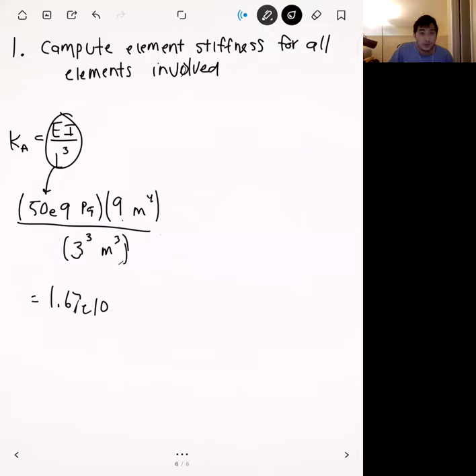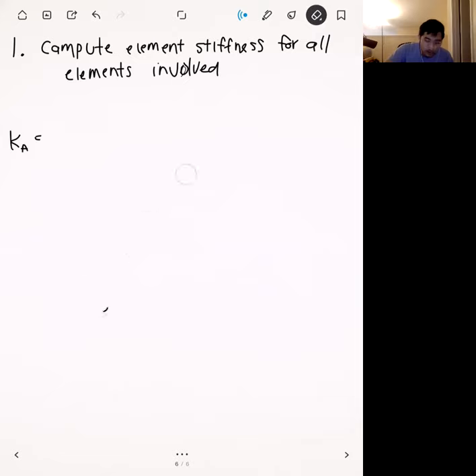All right. And so that's that guy. Okay. And so now that we have this value out in front, what we can do is we can just plug in for all the other values in the element stiffness matrix. So this will be 1.67E10. And then we're going to multiply this by all the other values in the element stiffness matrix. So let me go ahead and pull it up.